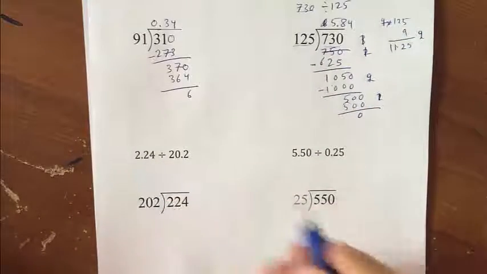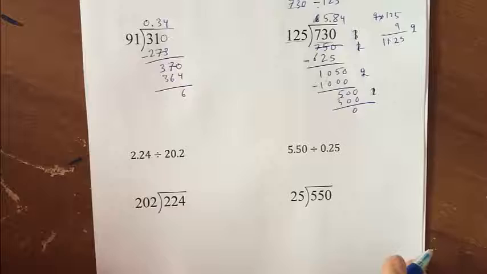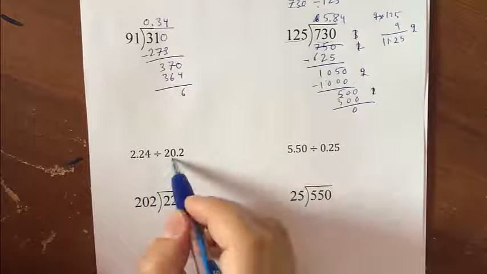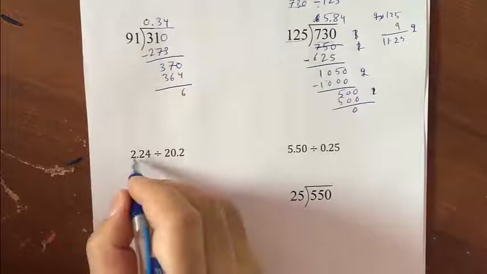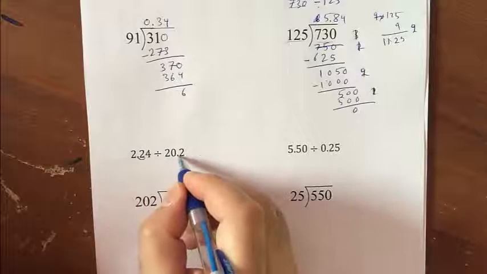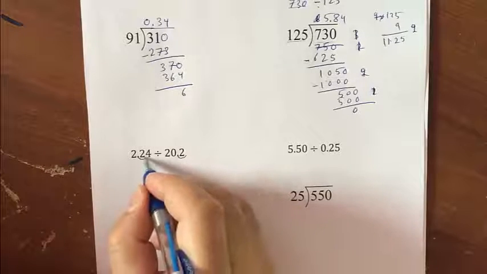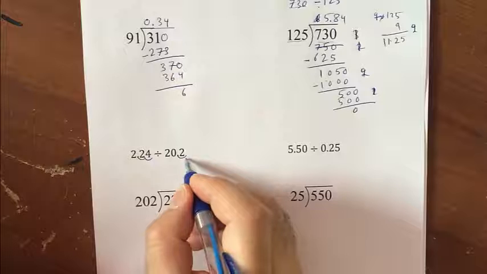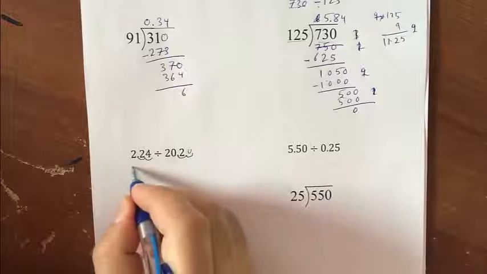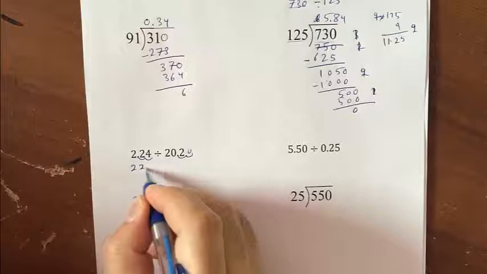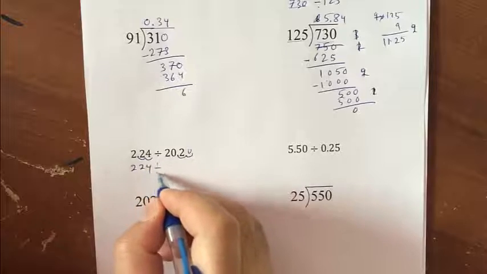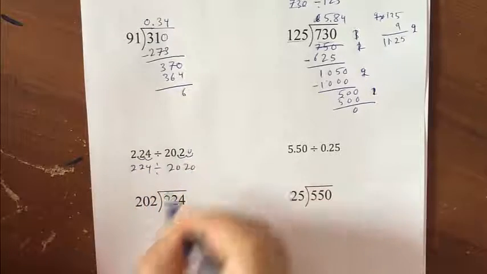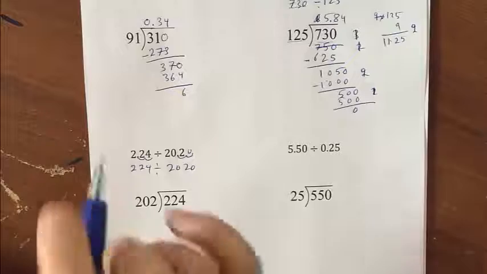Now let's go over this example. Again, we have 2.24 divided by 20.2. We keep moving the decimal here and then over there, 1 over here and then another over there. So our numbers will be 224 divided by 2020. Okay, there are other tricks.